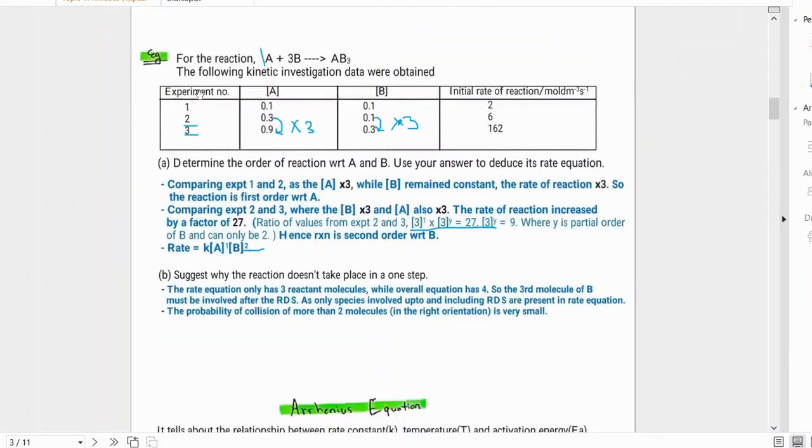Okay, continue. This is a typical exam question. Sorry for the delay. Extremely sorry.